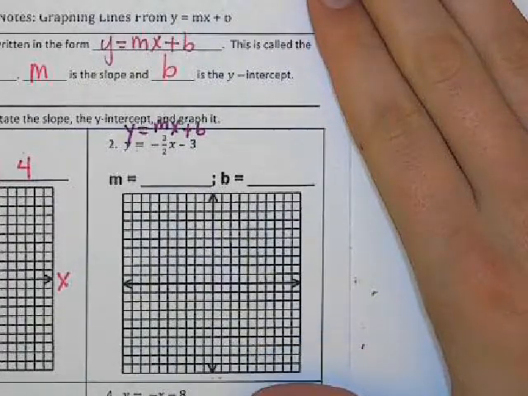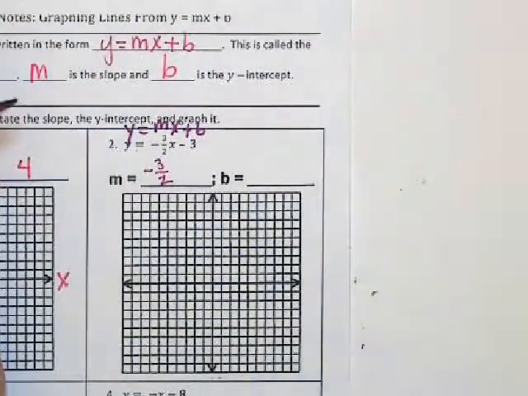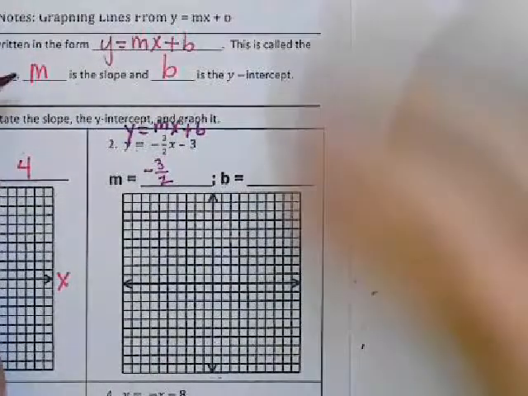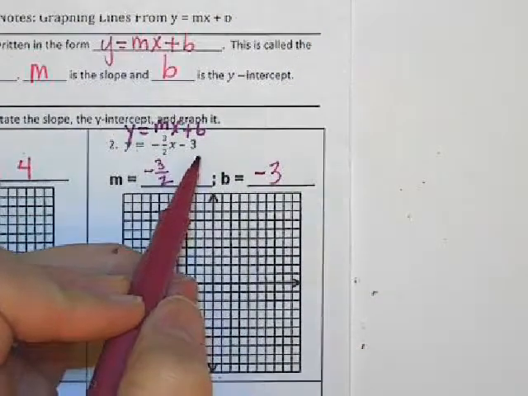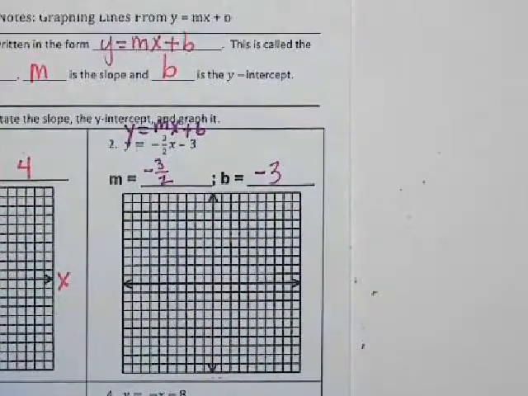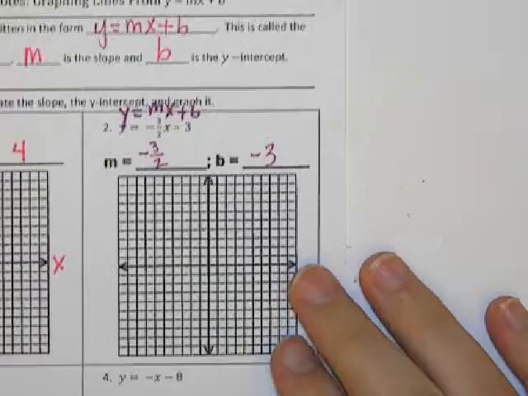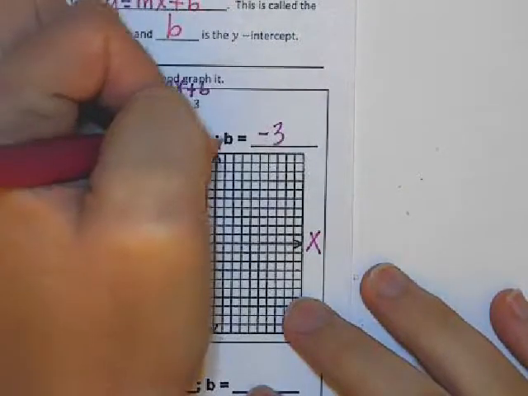What is my slope? -3/2. B is my what? -3. What does b stand for? Y-intercept. Is it just 3? No, it's a -3, so make sure you bring that negative with it. I got my m and my b. Those are the 2 things I need to graph, so I'm going to label my axis, x and y.